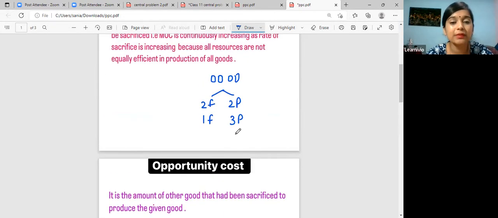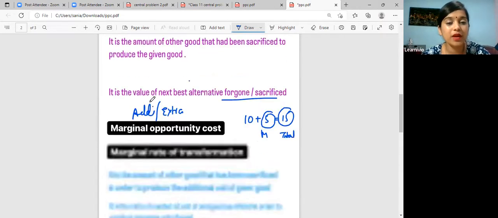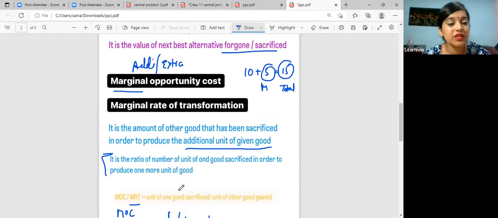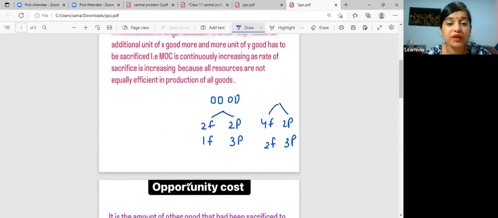But sometimes it can be like this. For example, 4F and 2P, right? So if you want to produce 1 more unit of P, then you have to sacrifice 2. So it will be like 2F. Now here the formula will be like this. Unit of good sacrificed. How many units did you sacrifice? Just tell me how many units you sacrificed.